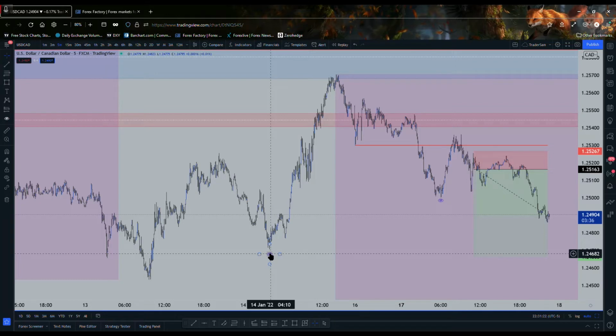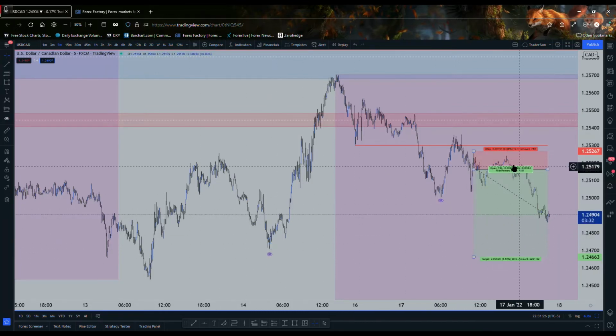2470 mark, 1.2470, whatever that is, it's very small, like 30% of my position, so I left the stop loss where it is, 10 pips.